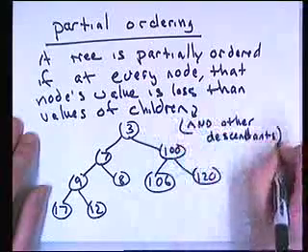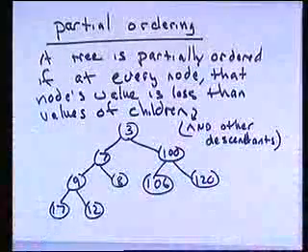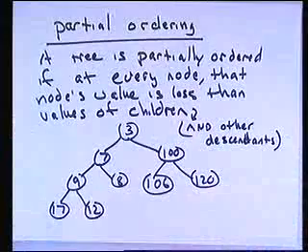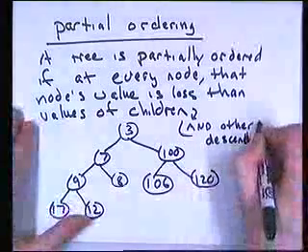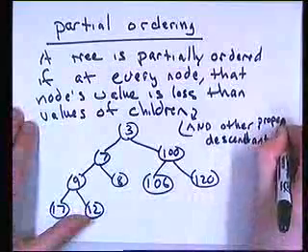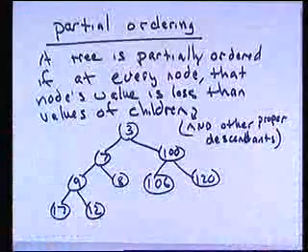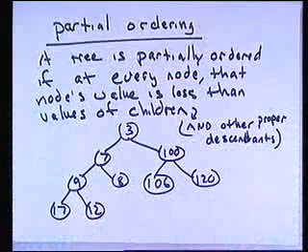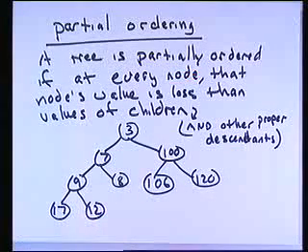I'll put that in parentheses. That just sort of follows from the definition. If every node has to be less than its children, then every node is also less than all its proper descendants, which means descendants other than yourself.